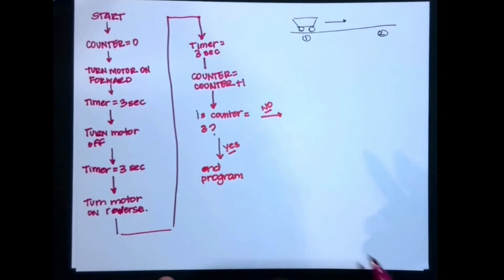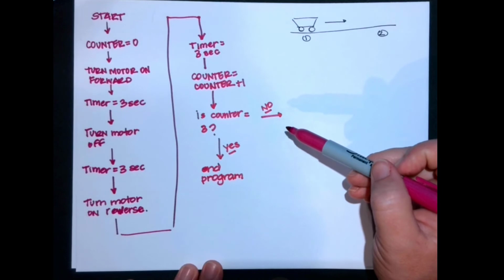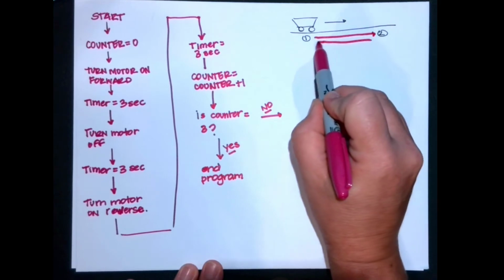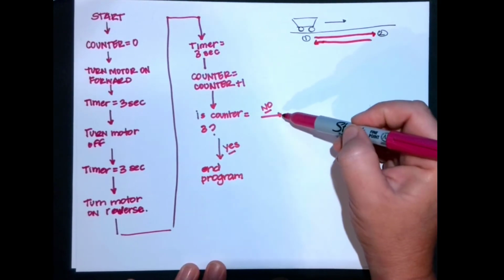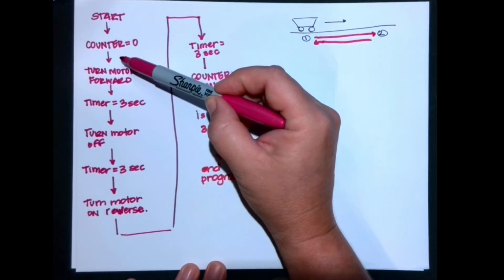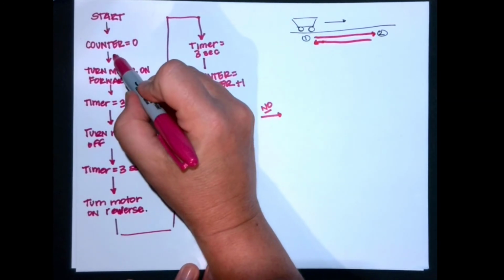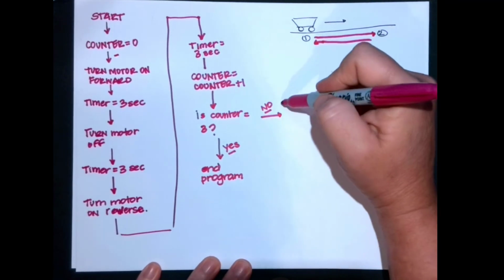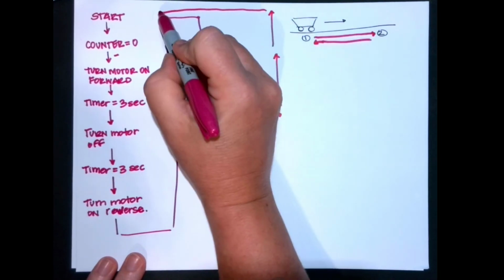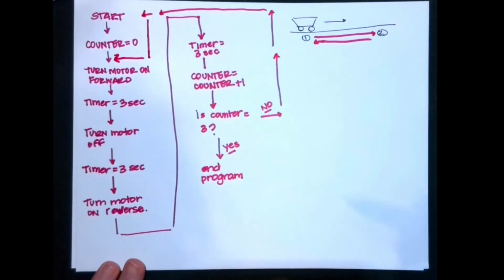If it's no, we want it to go back and run again. So where do I need to take this arrow back to? I want it to run the whole cycle. It's run 1 cycle and it's gone here, and then it came back here, so now I want it to do that again. I don't want to bring it back up here because I don't want to set my counter equal to 0 again. Turn motor forward. Well, I don't want to go below there. So this is the place I want to bring it back to. And I'm going to flow my process up here, and bring it in right back here.